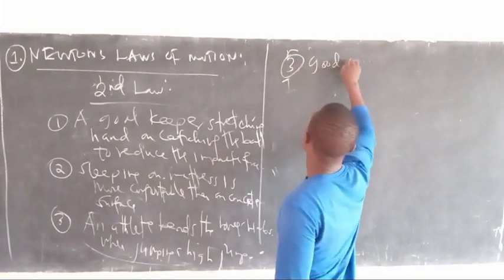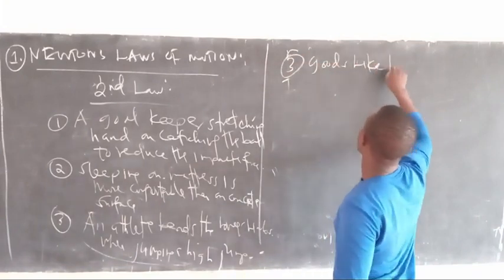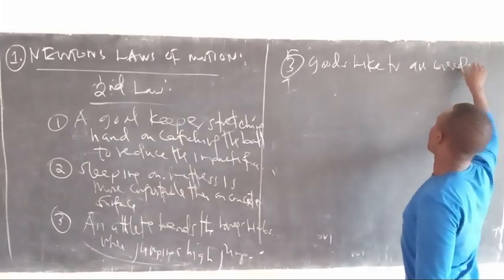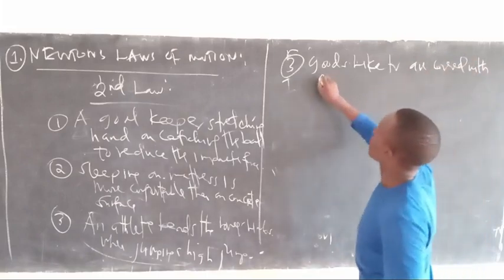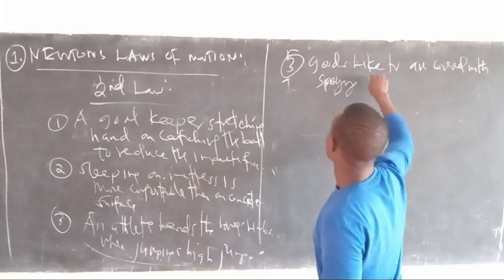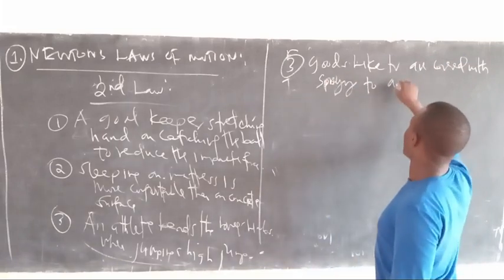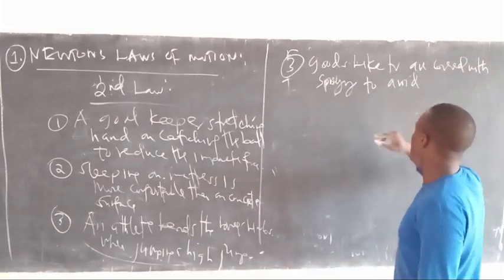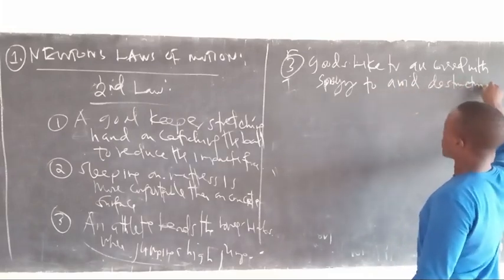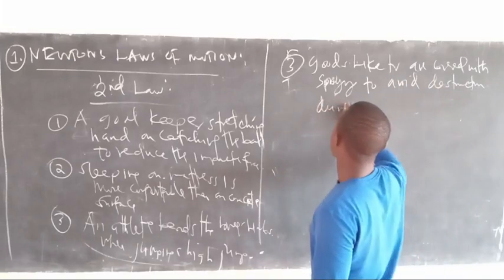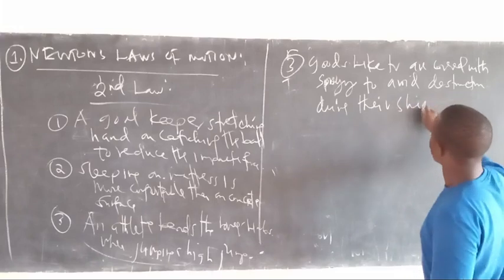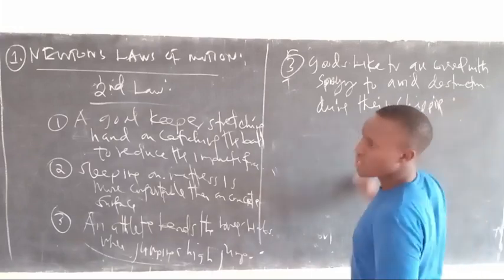Goods like TVs are covered with sponge to avoid destruction during their shipping. Those are things you need to know.